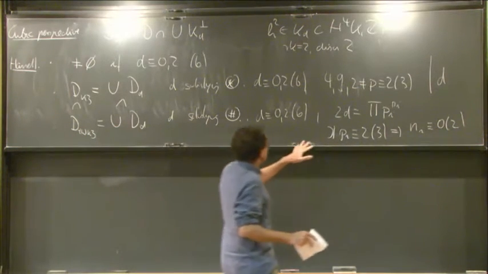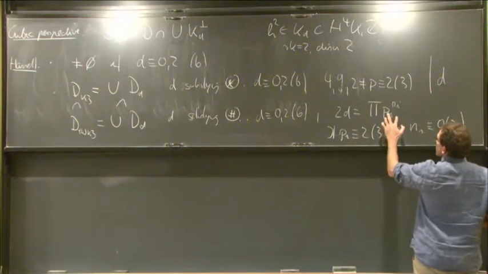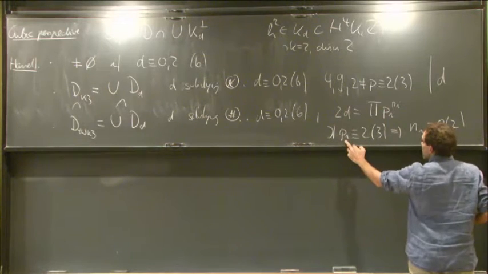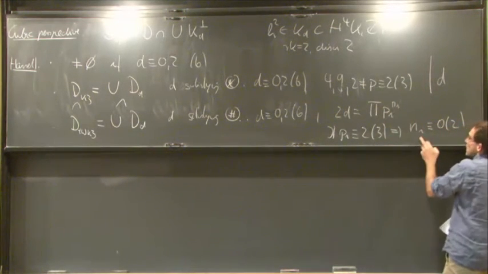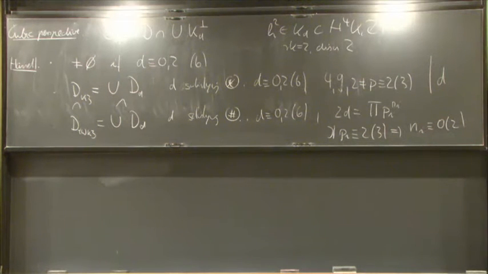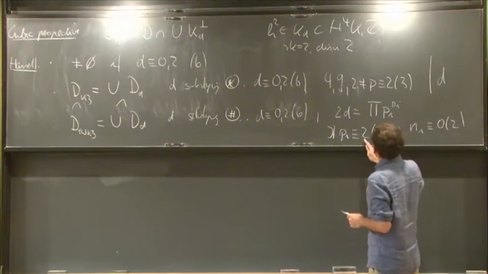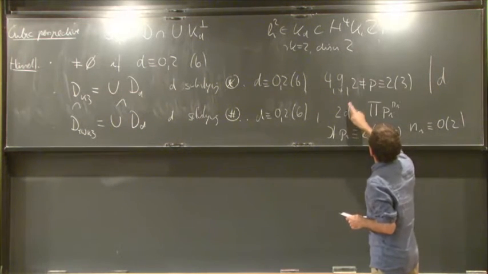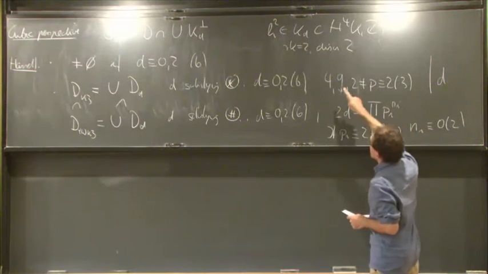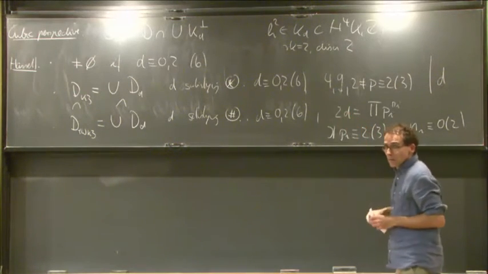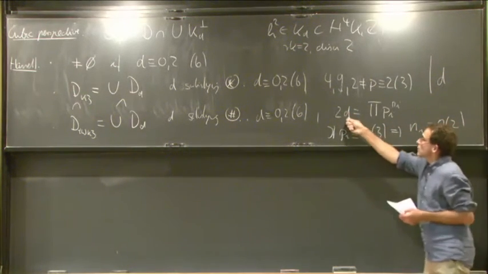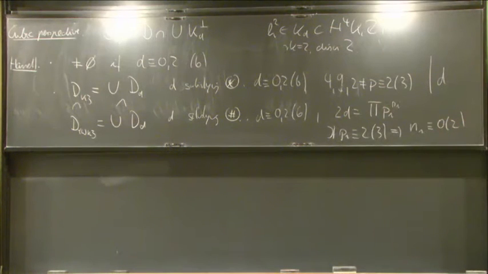The prime decomposition of 2D can contain primes congruent to 2 mod 3, which are not there here, but if they do, then they have to appear with even exponent. Because then I can also treat 2. So for instance, 2 can divide D, but not 4. If I put 2 times D, then 4 can divide. Okay.